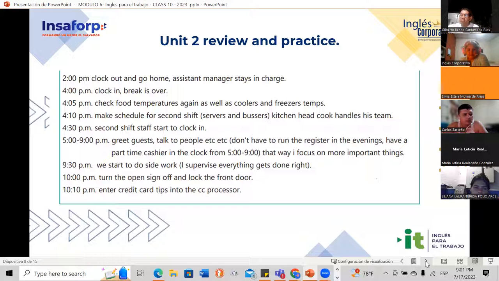9:30 p.m. we start to do side work. I supervise everything gets done right. 10 p.m. turn off the open sign and lock the front door. 10:10 p.m. enter credit card tips into the CC processor.